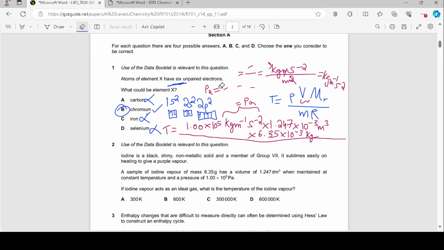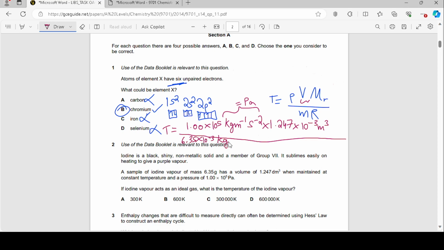Anyways, then we divide by the mass. Oh, did I multiply by the? Oh yeah, okay, I made a mistake then. You have to divide the mass, right? So sorry, my mass should be down here, 10 to the power of minus 3 kilograms, and I should multiply by the molar mass. Yeah, molar mass. Okay, so what is my molar mass?